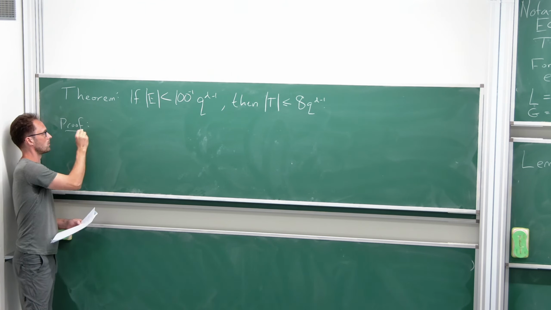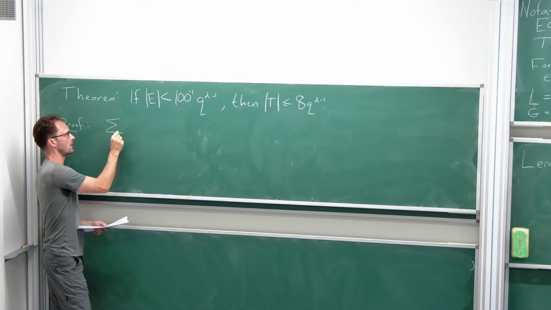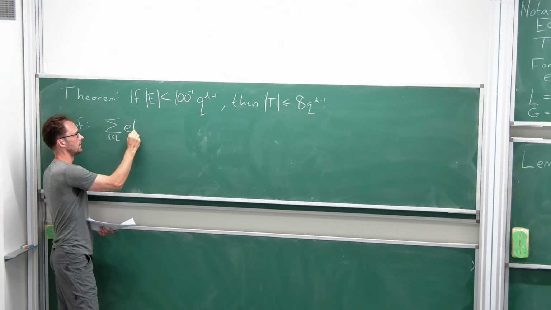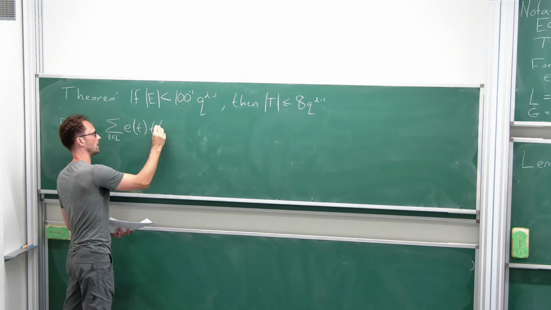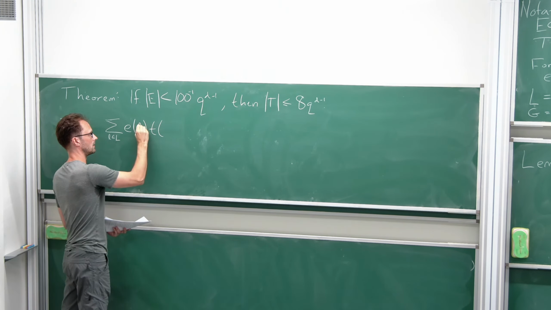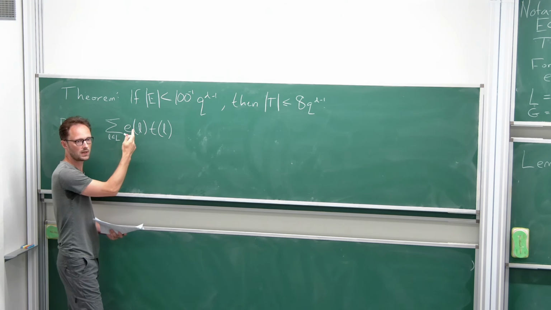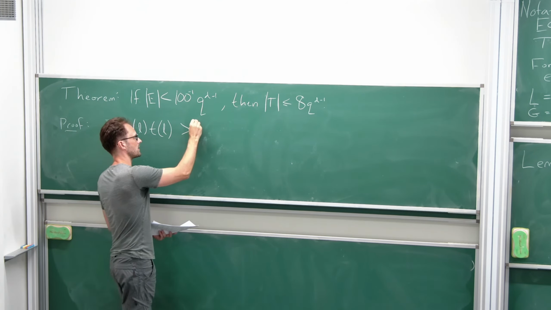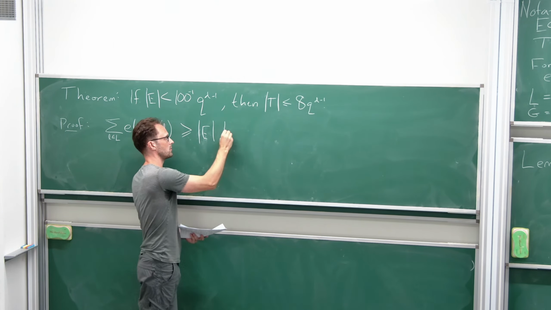So for the proof, we're going to give an upper and lower bound for the following quantity. Recall L is the set of lines that contain at least one point of E and one point of T. We'll take the sum over all these lines of the number of points of E times the number of points of T contained in that line. First of all, there's a very easy lower bound of the number of points of E times the number of points of T.